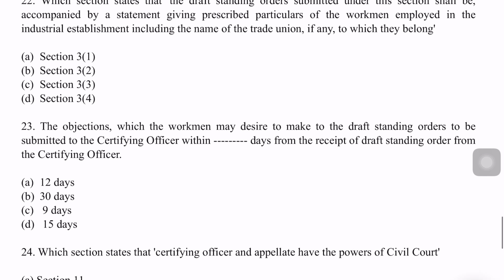Next question, in which section states that draft standing orders submitted under this section shall be accompanied by a statement giving prescribed particulars of the workmen employed in the industrial establishment, including the name of the trade union, if any, to which they belong. This is provided in section 3, subsection 3. Next question, the objections which the workmen may desire to make to the draft standing orders to be submitted to the certifying officer within how many days from the receipt of draft standing order from the certified order would be 15 days exactly. It's a simple question.